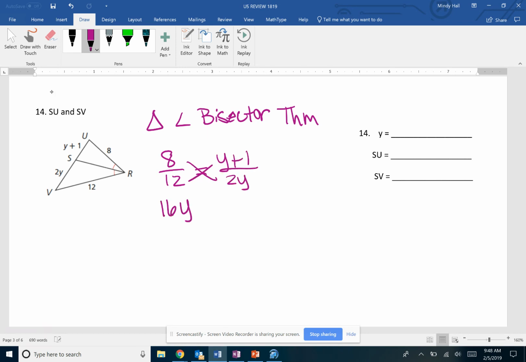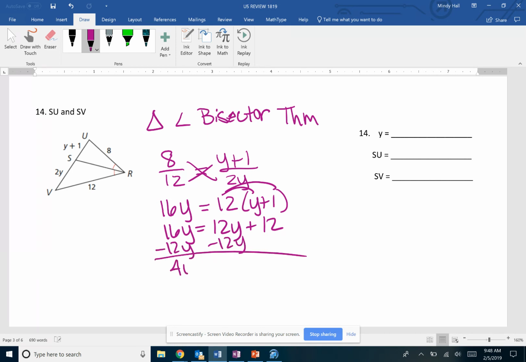So when I cross multiply, I'd have 16y equals 12 times y plus 1. And this time I'm going to doubly make sure that I actually distribute all the way. There we go. So when I subtract 12y, I get 4y equals 12. And then divide by 4, and y equals 3. So then if y equals 3, SU is y plus 1. So 3 plus 1 is 4. And SV is 2 times 3. So that would be 6.